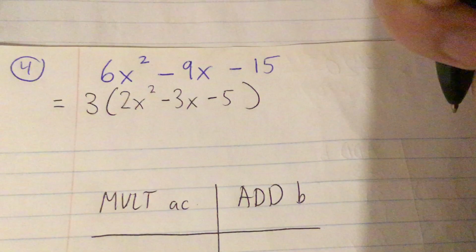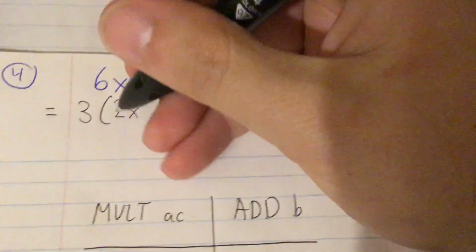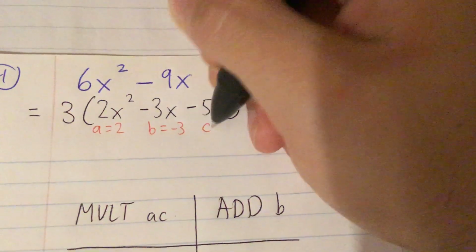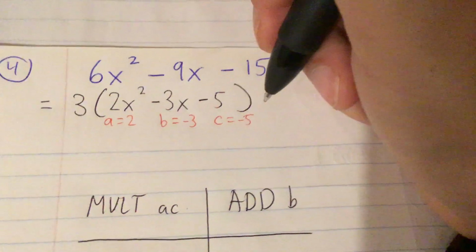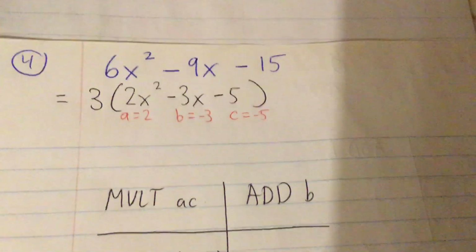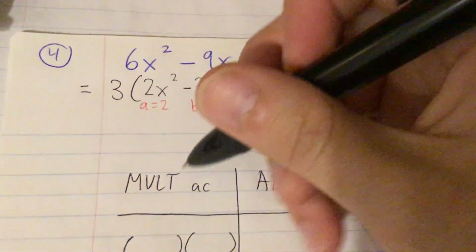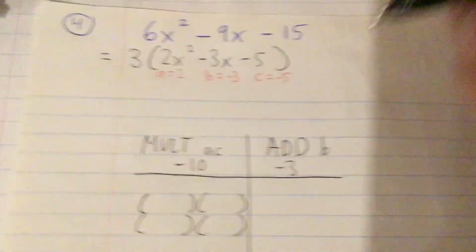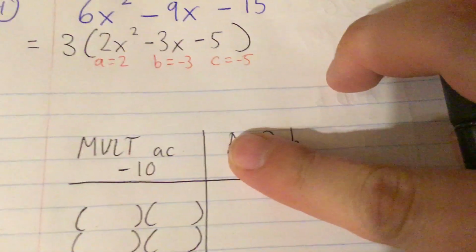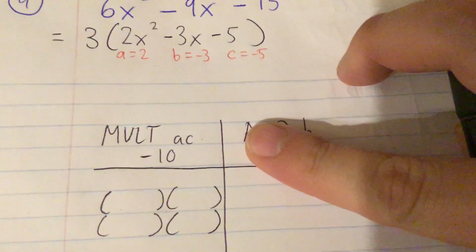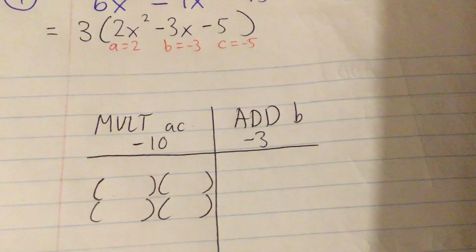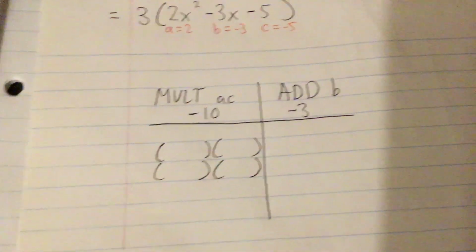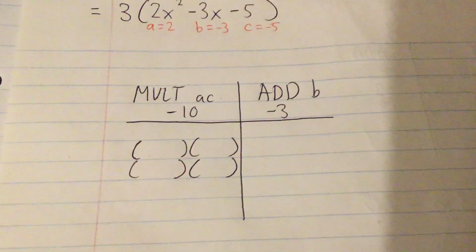Ah, much better, significantly better, because now my A is 2, my B is negative 3, and my C is negative 5. Much smaller numbers, much easier to digest. So my a is 2 and my c is negative 5, so my AC is negative 10, and my b is negative 3. Two numbers that multiply to make a negative means it has to be one positive, one negative. But if I say it adds to negative 3, what does that tell me about the one positive, one negative combination? The negative has to be stronger than the positive.